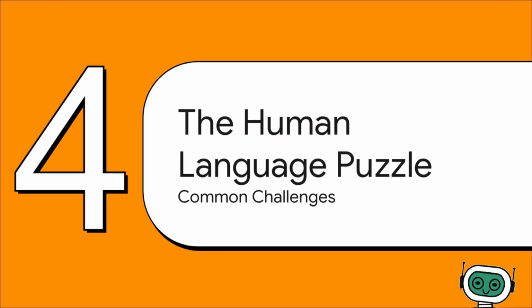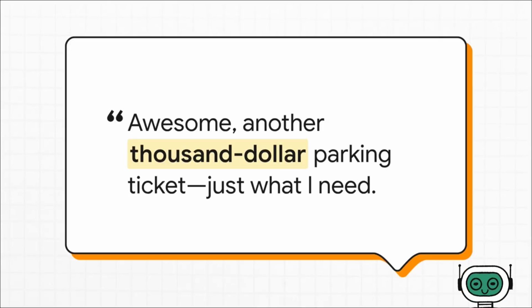Of course, this is not a perfectly solved problem. Human language is messy, and there are some really interesting challenges that make sentiment analysis a hard puzzle to solve. Sarcasm is a perfect example. A simple model sees the word great and thinks, hey, this is positive. It completely misses the context. A human knows this is a complaint, but the machine is fooled by the positive word.